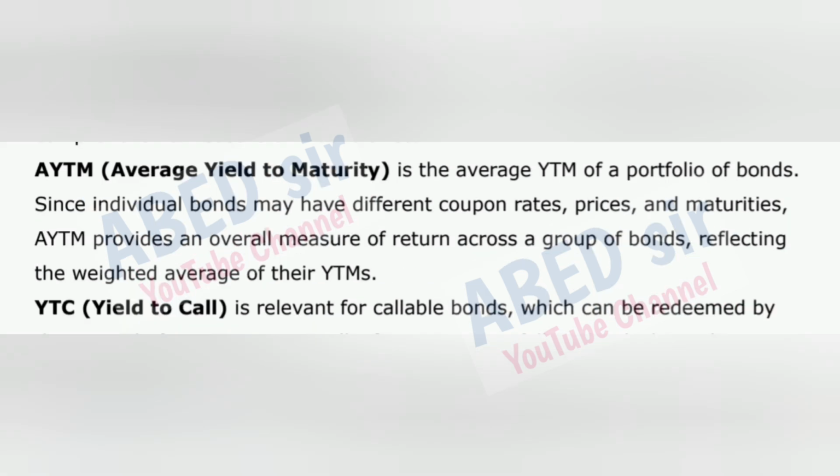AYTM, average yield to maturity, is the average YTM of a portfolio of bonds. Since individual bonds may have different coupon rates, prices, and maturities, AYTM provides an overall measure of return across a group of bonds, reflecting the weighted average of their YTMs.